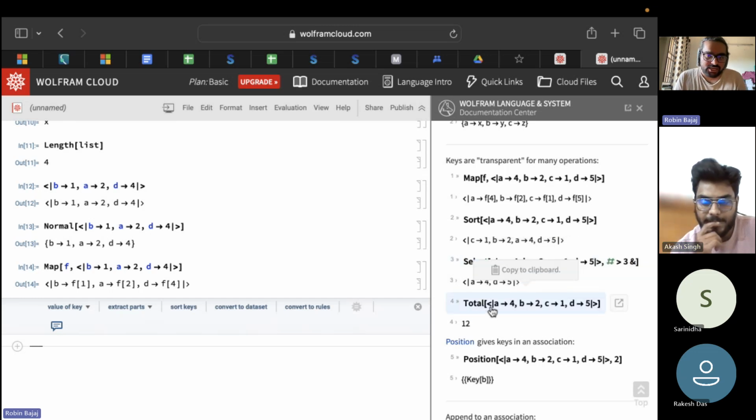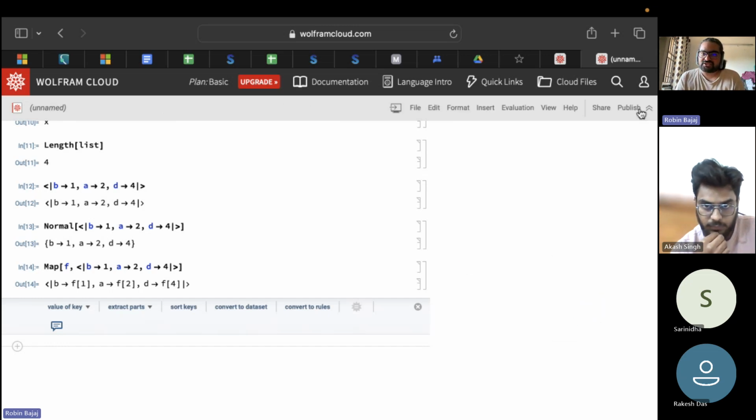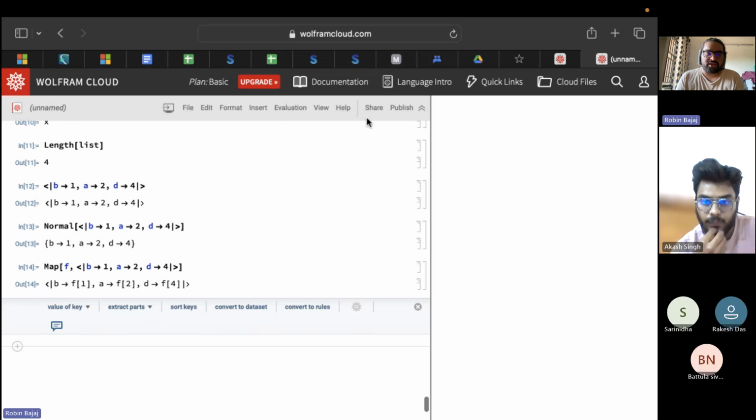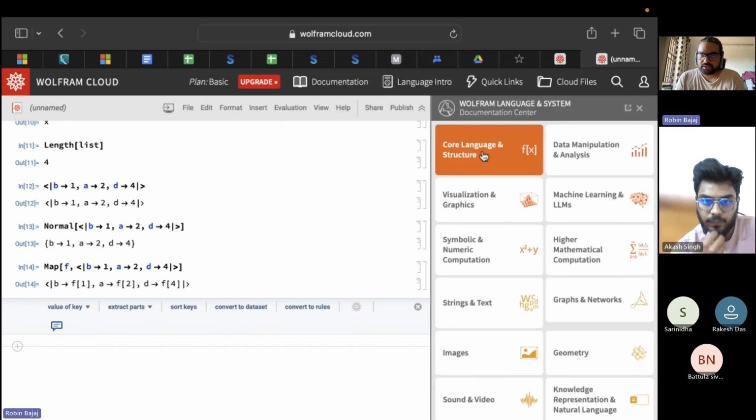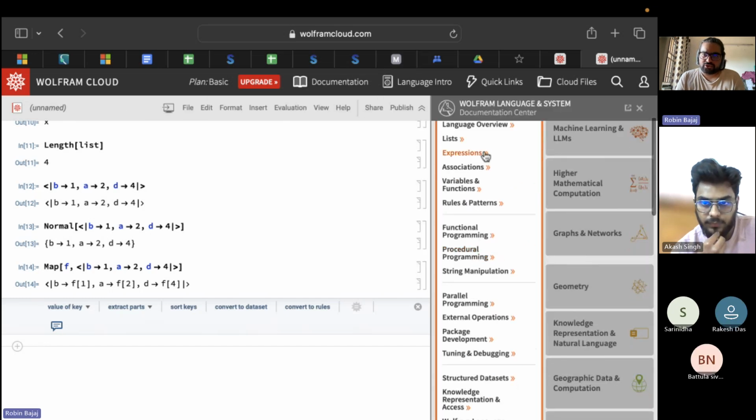They would be part after you applied this select function. Now, what is the total? Total would basically add up all the values in the association. So it's very simple. My idea was just to give you a quick overview, so you can go through all this stuff.